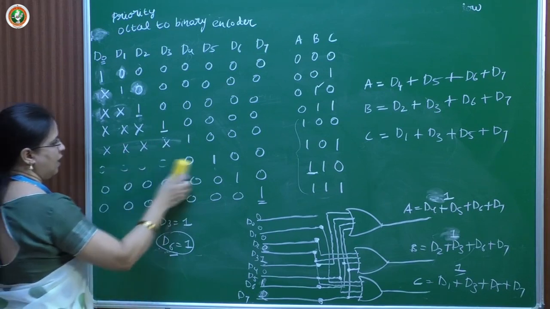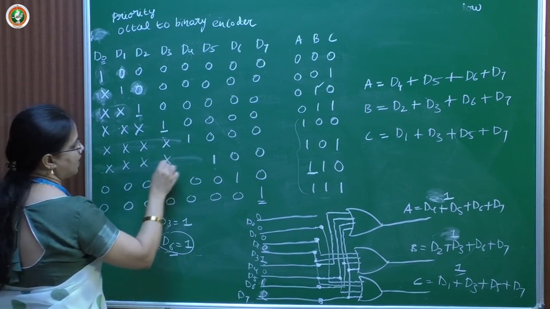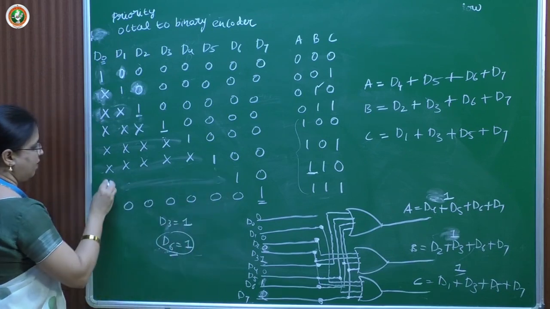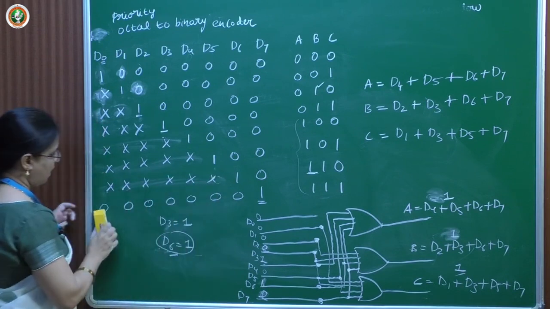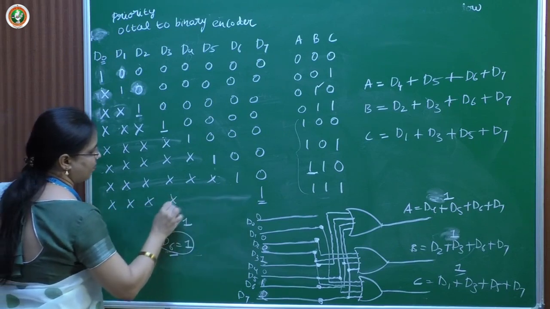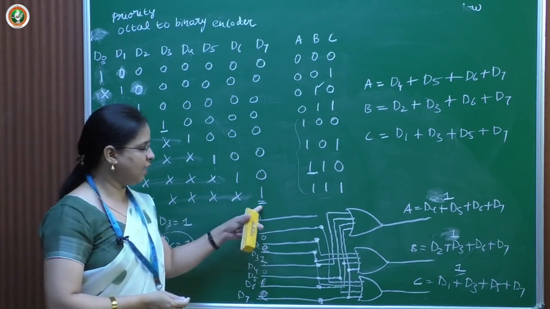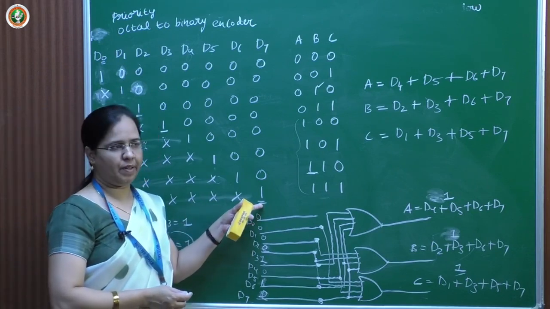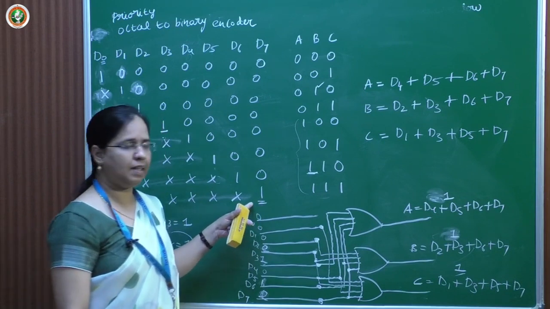Then in this, all the values will be again represented using don't care. Even in this it will be changed to don't care condition. Last row, don't care condition. So that means in this row, even if all the entries are 1, which has got higher priority? D7 has got higher priority. So this will be converted into its binary representation.